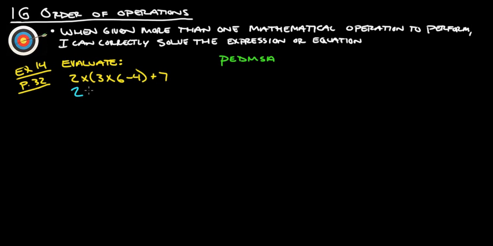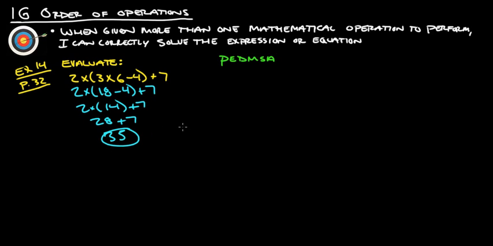So we do 2 times, and then we do 3 times 6 is 18, and then subtract 4, plus 7. So 18 minus 4 then is 14, plus 7. And again, now the parentheses are all done. So now we just have a multiplication and addition. So 2 times 14 is 28. And then we add 7 to that, and we get 35. All right? Ooh, that was bad. You get the idea, though.